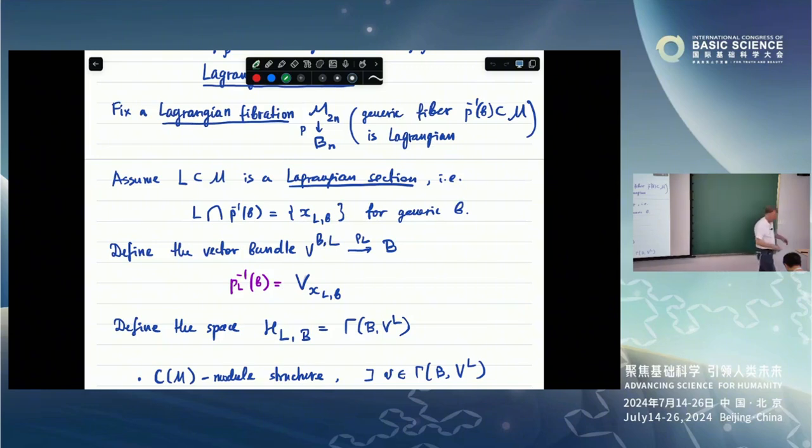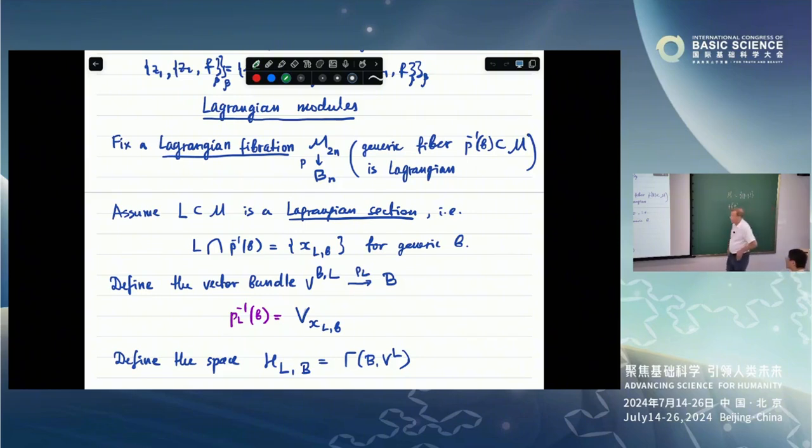This is for physicists. On M, you have local coordinates P and Q. And if you really want to have wave functions, they should depend on Q only. At the moment, we have them dependent on both P and Q. So it's a little bit unnatural. For this reason, let's introduce another notion, Lagrangian modules over this hybrid algebra of observables. So let's fix a Lagrangian fibration on M.